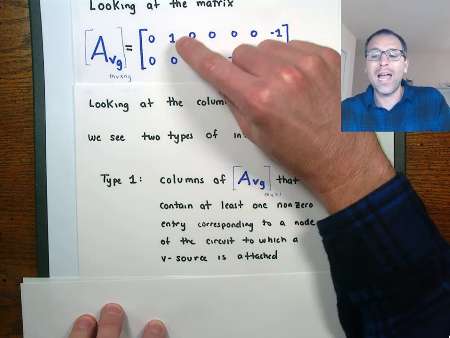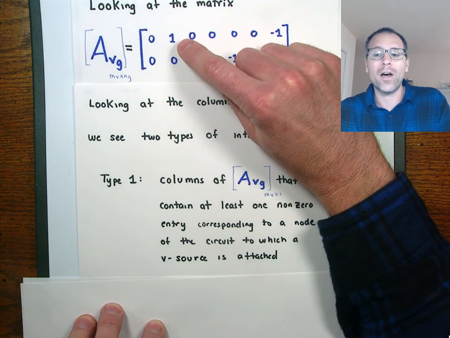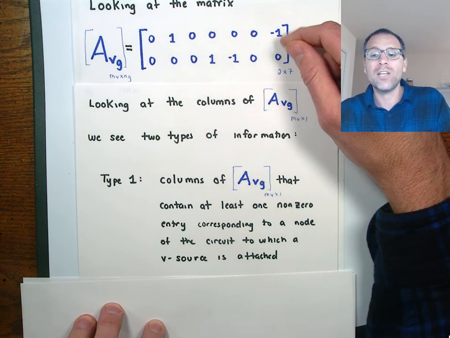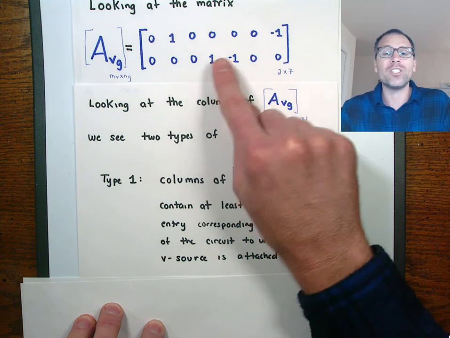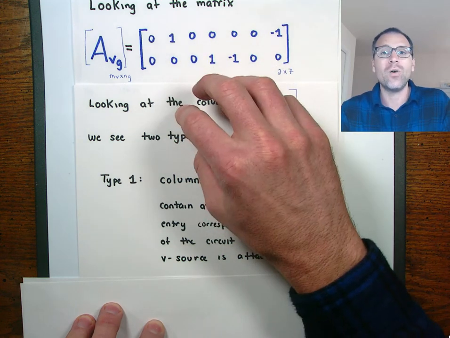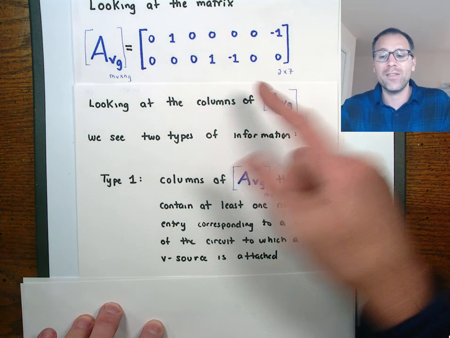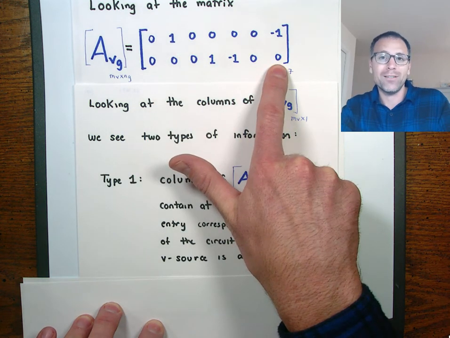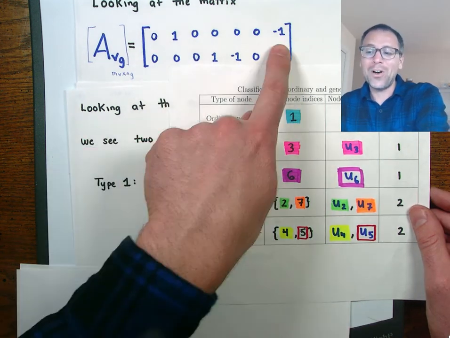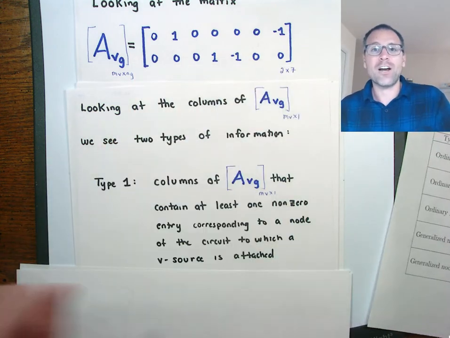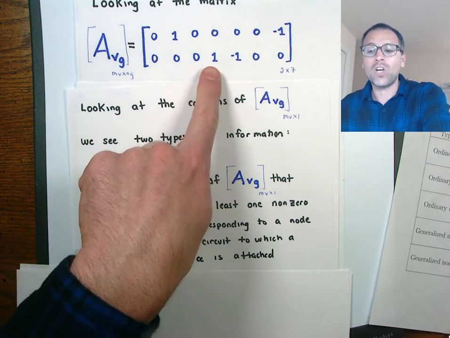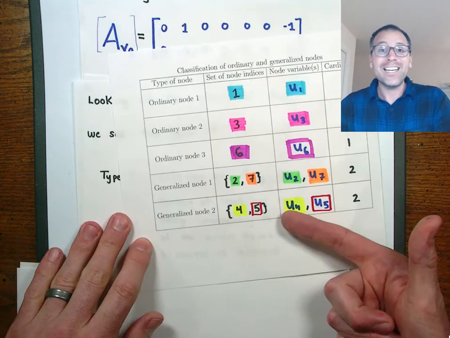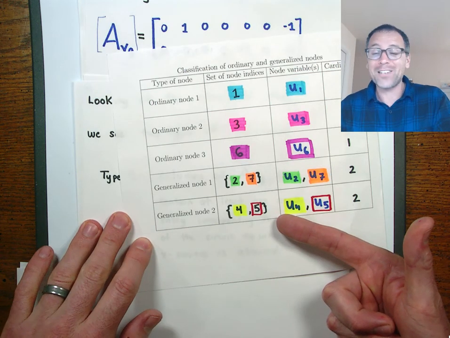So look for any column with at least 1 non-zero entry. Find another set of columns with non-zero entries. Look for linear combinations of those sets of columns that send the matrix to 0. That's one type of information. In this case, we see that if I add column 2 to column 7, generalized node, column 2 and column 7, that would send the entire matrix to 0. Also, if I added column 4 to column 5, that would send the matrix to 0. Generalized node, that's more information.